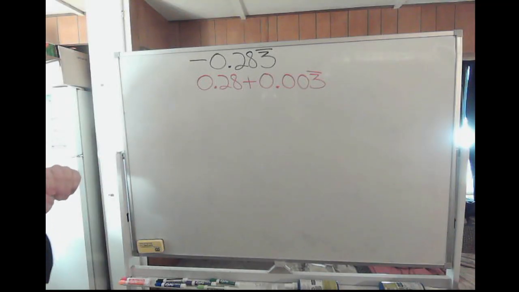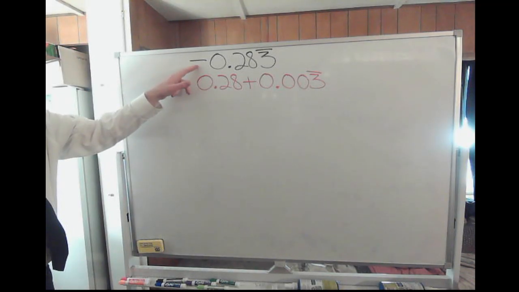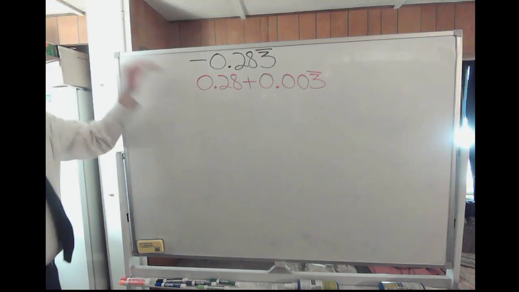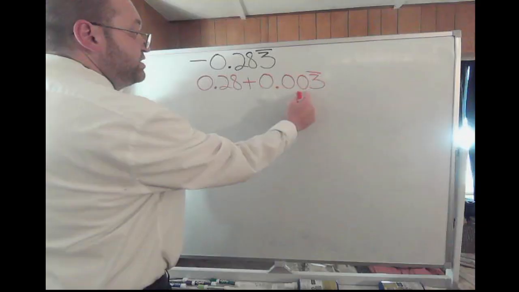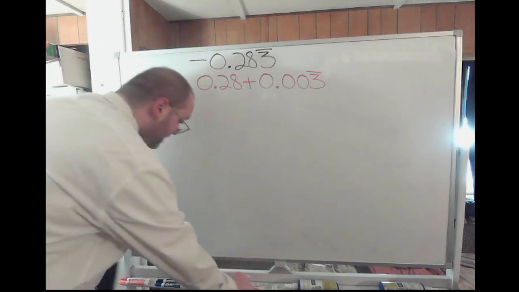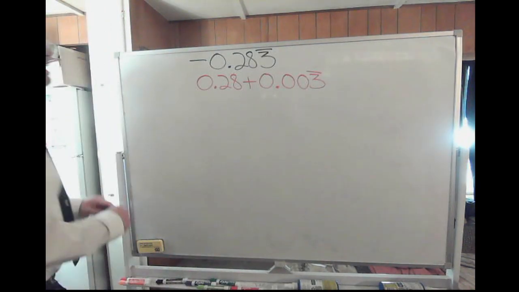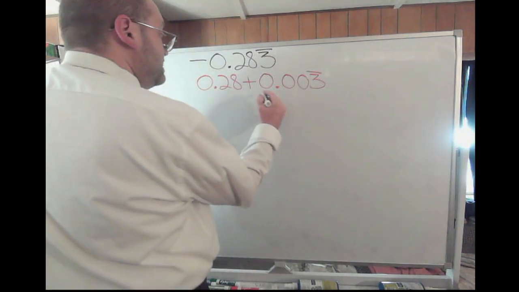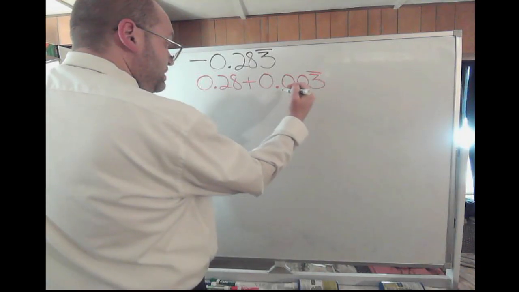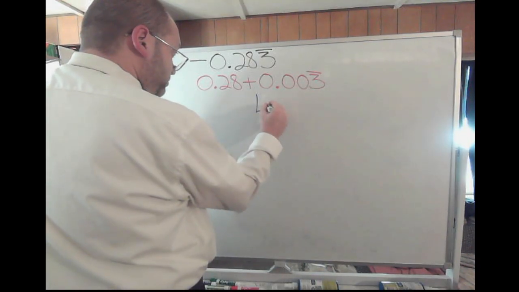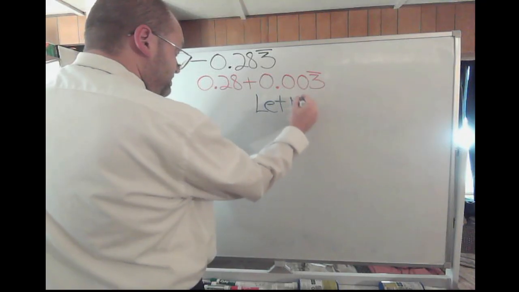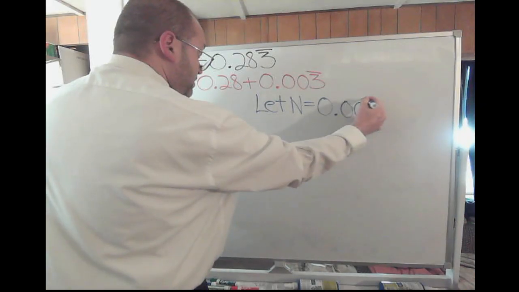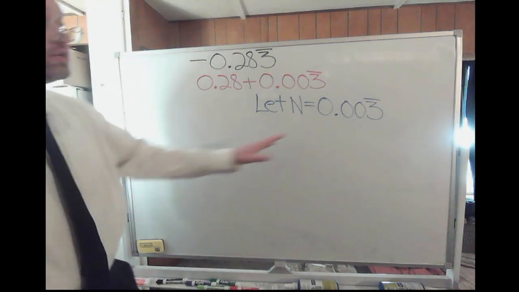So not only for the time are we going to omit the negative sign, we're going to forget all about that 0.28 for a minute since it's not a repeating decimal. We only care about this 0.003 repeating. Now, what we want to do here is focus on that 0.003 repeating. So we will let n equal 0.003 repeating, okay? Well, that's all great.